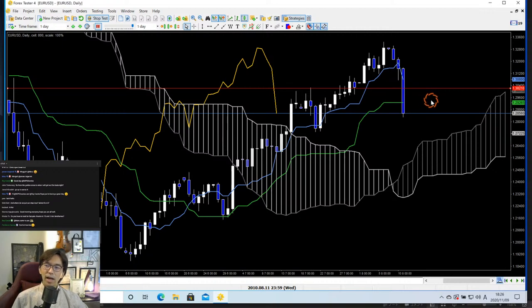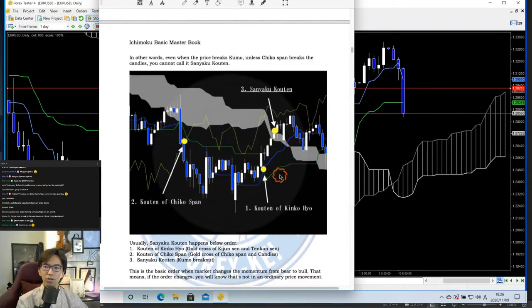But yeah, hopefully you get the sense of how you can capture the correct Sanyaku Kouten signal in this demonstration. Once again, the order is important. Make sure you have the right order. As the original Ichimoku book says, as Goichi Hosoda says, the order of Ichimoku Kinko Hyo is important. Sometimes the Chikou Span break happens first, or a Kumo breakout and a Tenkan Sen Kijun Sen cross happen at the same time. But in that case, you do not take these because that's not in the right order. Getting the right order of the Sanyaku Kouten signal is the secret of which one you should depend on.